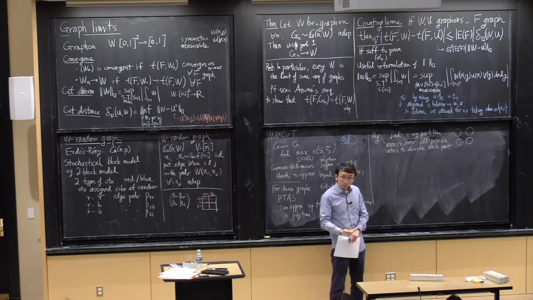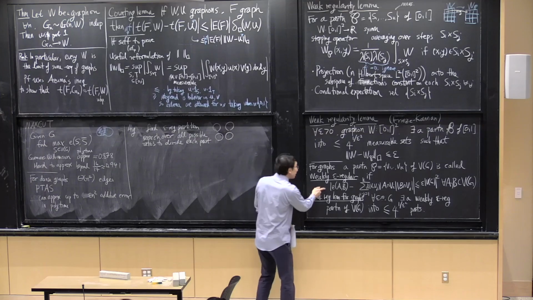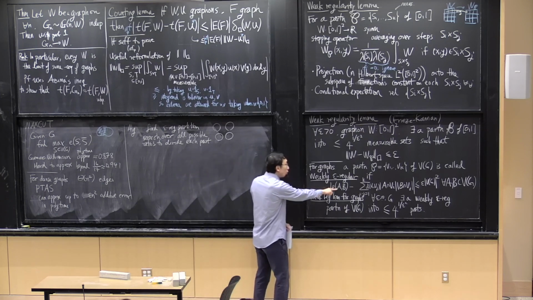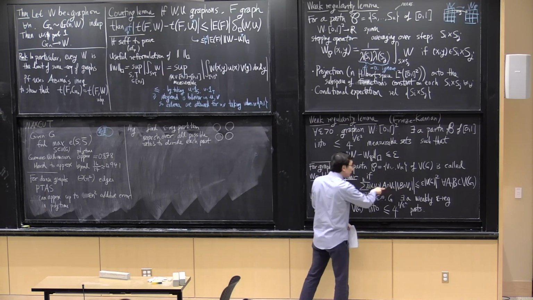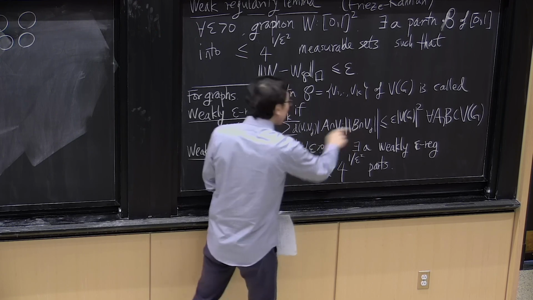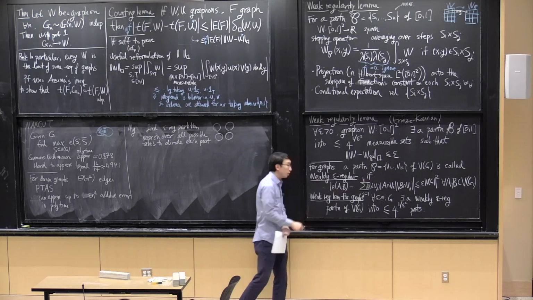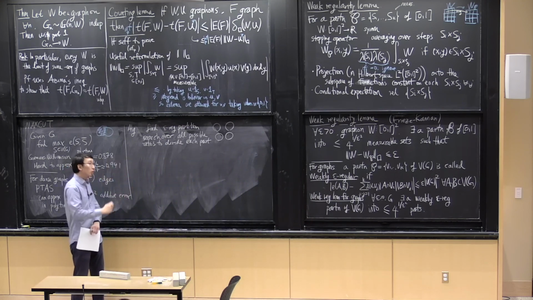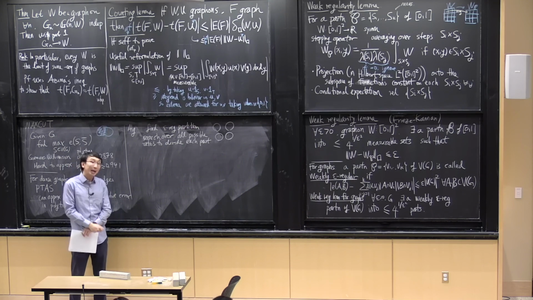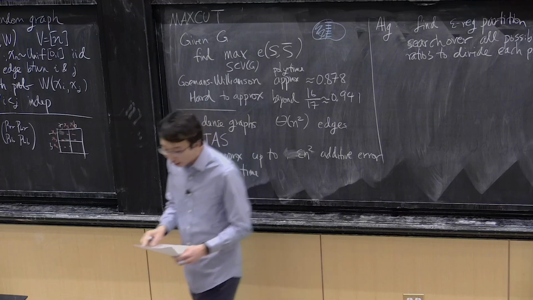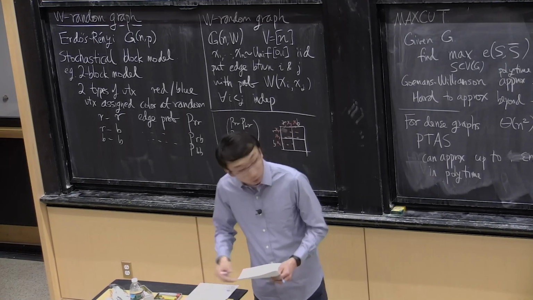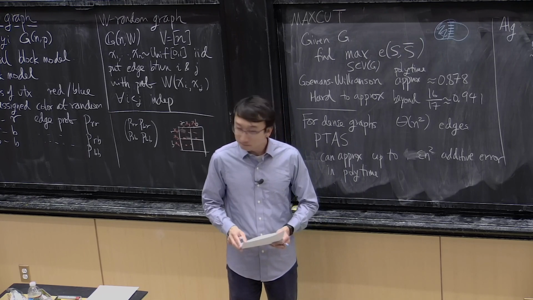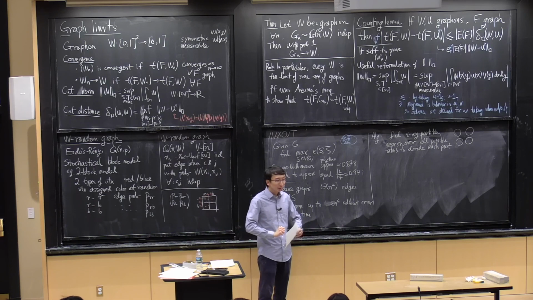And those numbers alone, because of this definition of weakly epsilon regular, once you know what the intersections of A and A complement are with individual sets, then I basically know the number of edges. So I can approximate the size of the max cut using a weakly epsilon regular partition. And so that was the motivation for these weakly epsilon regular partitions, at least the algorithmic applications. Okay, any questions?